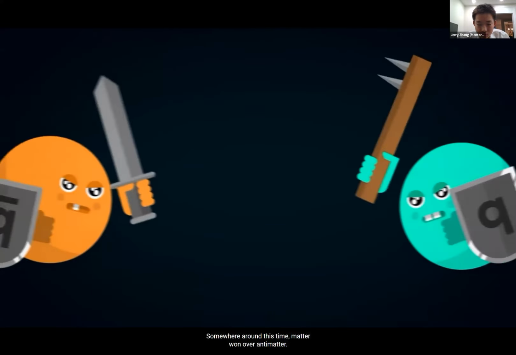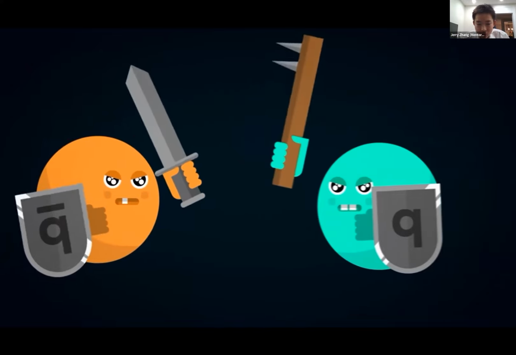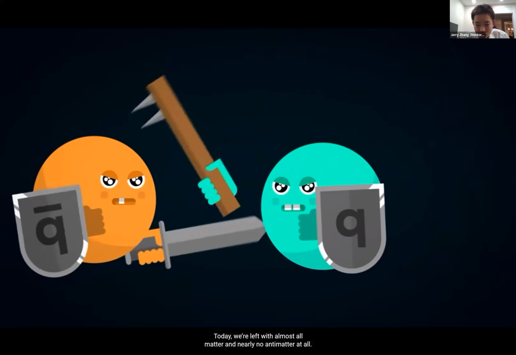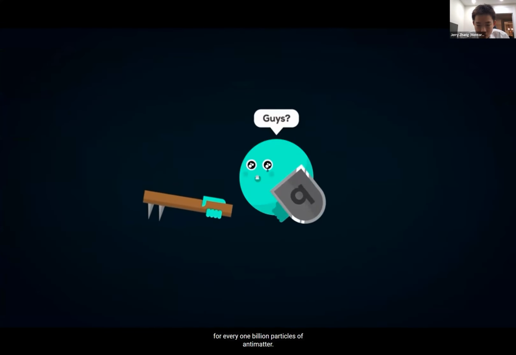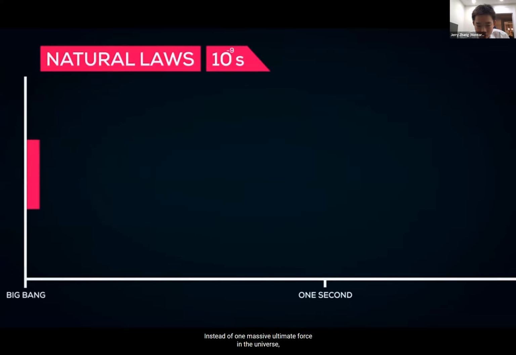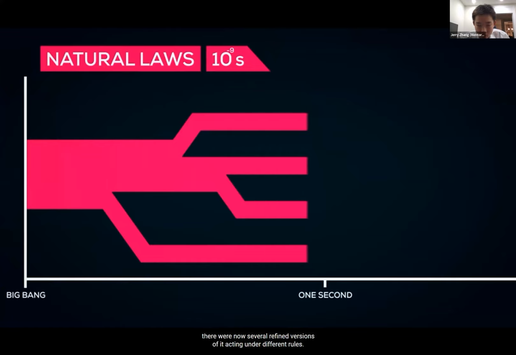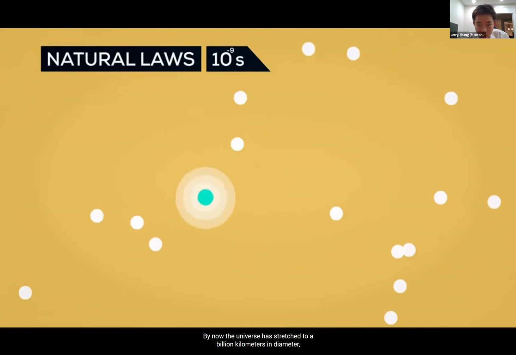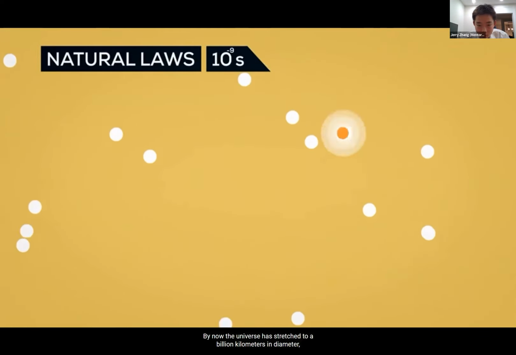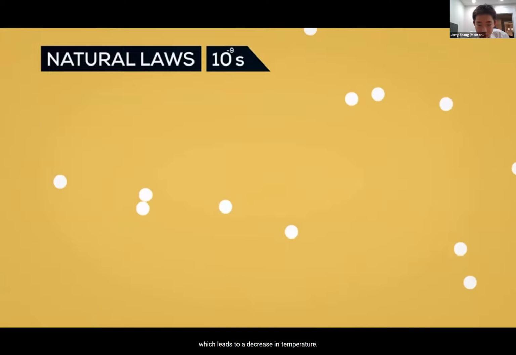Somewhere around this time, matter won over antimatter. Today, we're left with almost all matter and nearly no antimatter at all. Somehow, 1,000,000,001 matter particles were formed for every 1 billion particles of antimatter. Instead of one massive ultimate force in the universe, there were now several refined versions of it acting under different rules. By now, the universe has stretched to 1 billion kilometers in diameter, which leads to a decrease in temperature.